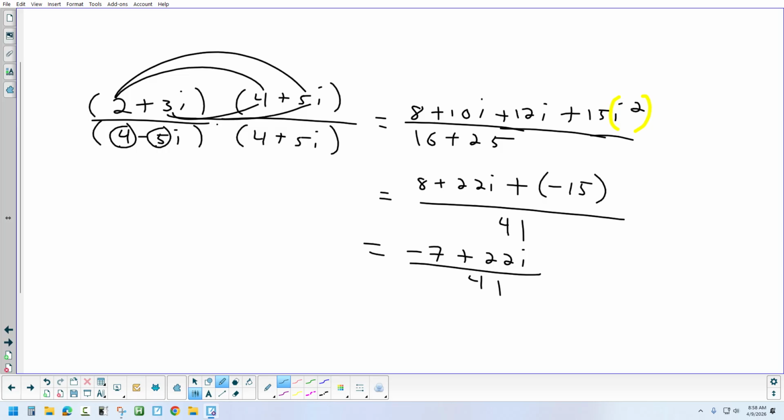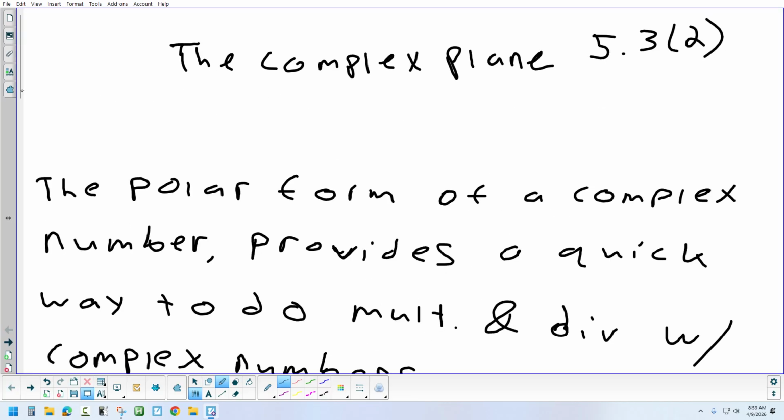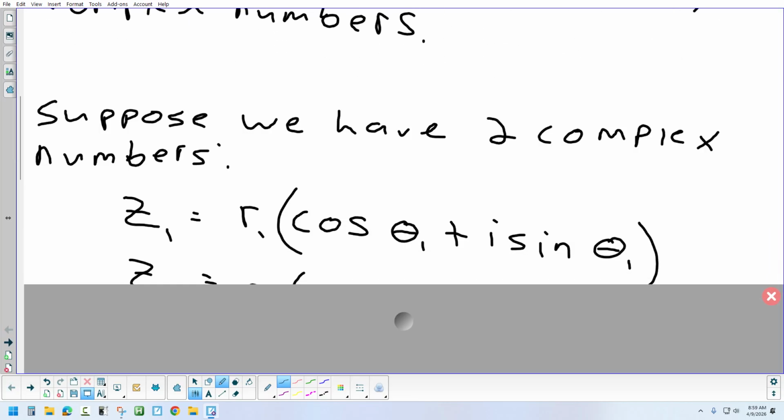And now we just have to format the final answer properly. It should be written like this. Not one big fraction, but 2 separate pieces, real, imaginary. So just put each number over 41. And that's your final answer. Okay, it's not overly hard, but there are a lot of steps. So now, we're going to look at how to do the same thing, but in polar.